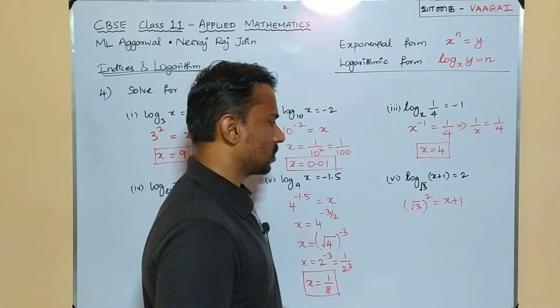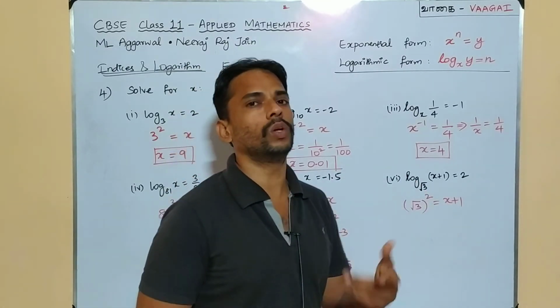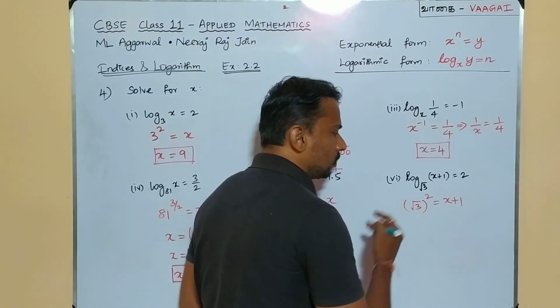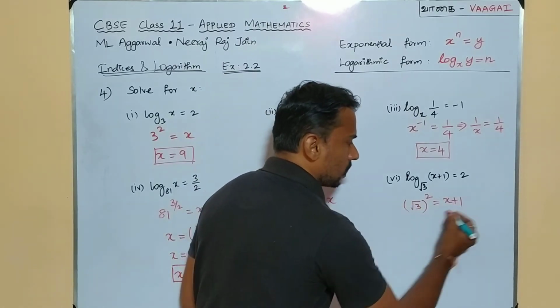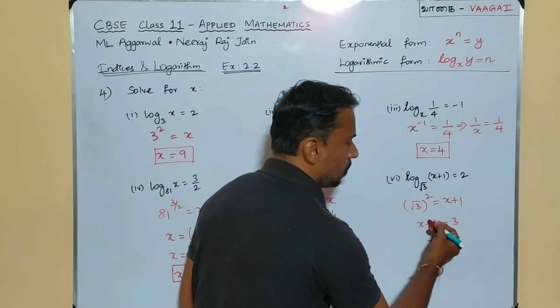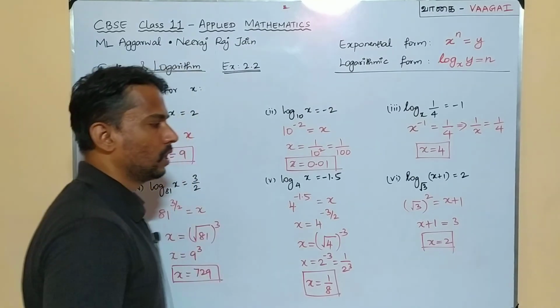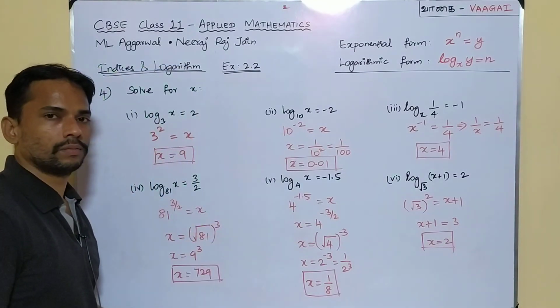So now what we will have is, root 3 square we have to do. What is root 3 square? Root 3 square is like root 3 into root 3. It's simple, right? It's going to be 3, simply 3, right? So that means x plus 1 is equal to this 3, and so x is equal to 3 minus 1, which will be 2, and x is equal to 2 is going to be the answer for our 6th subdivision.